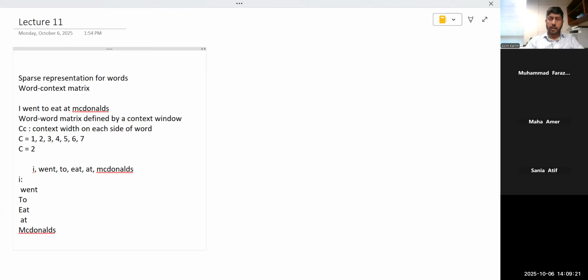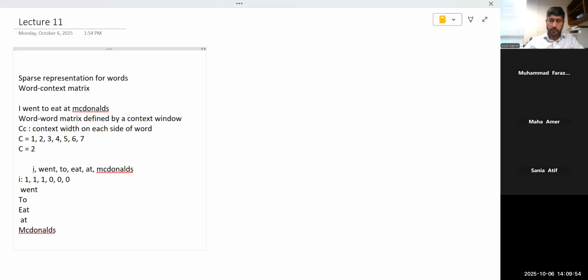And I is in its context. So of course in this small corpus, I occurs once, in exactly the same place. So what about went? So C plus C2 means that we are taking a window of 2 after the word and 2 before the word. So this means went will also come inside it. Then after it, to will also come. Eat, and then eat will not be there. And then at will also not be there. McDonald will also not be there.